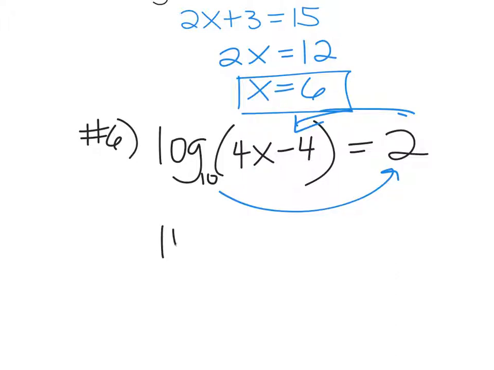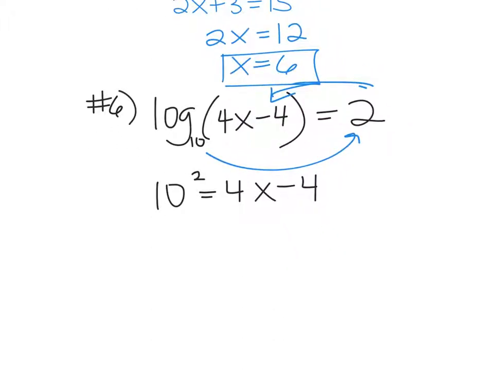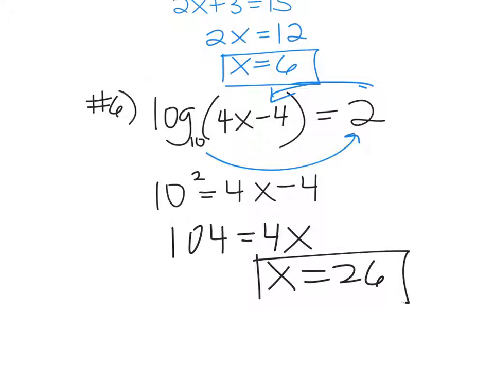So 10 squared equals 4x minus 4. Do you remember doing these? Yeah, a little bit. 26? Good. So you get 104 equals 4x, so x equals 26. Good job. You can always check your answer, too.